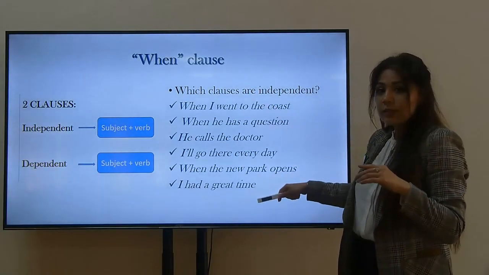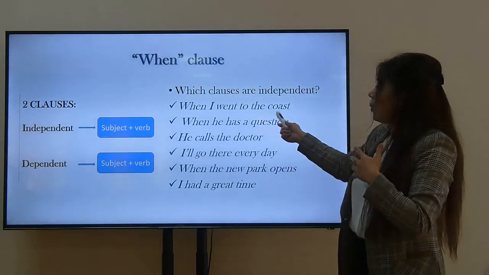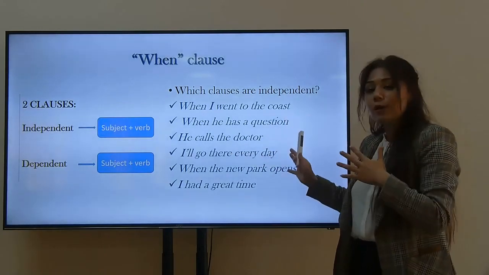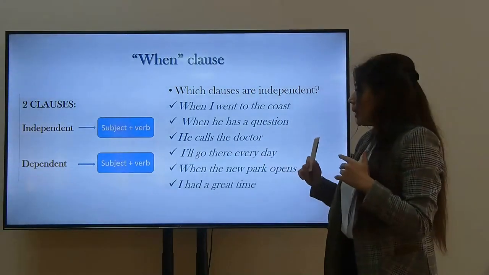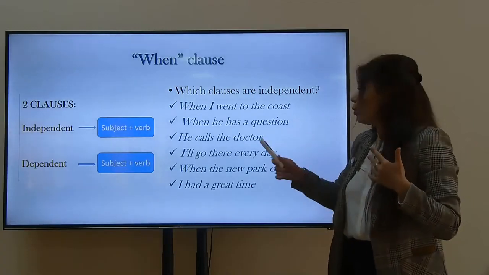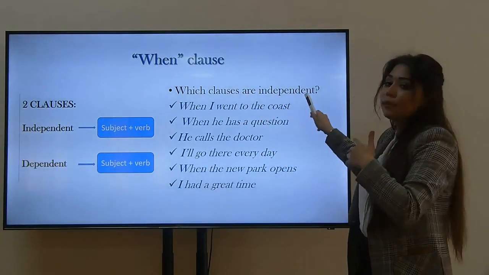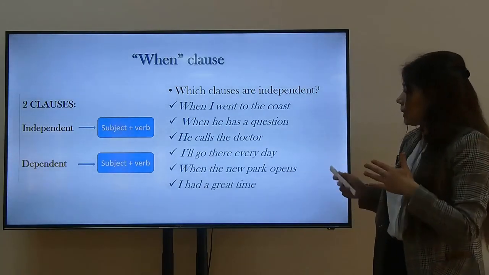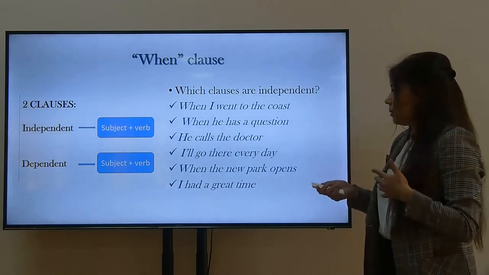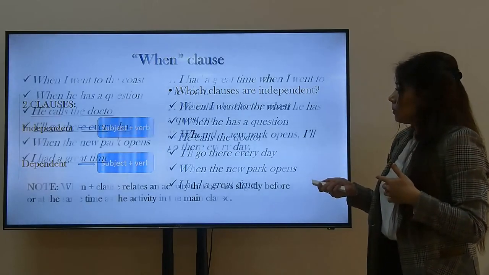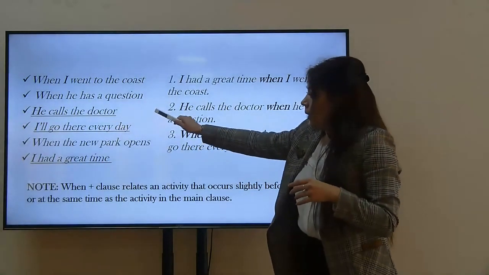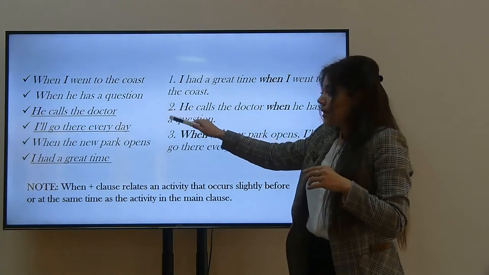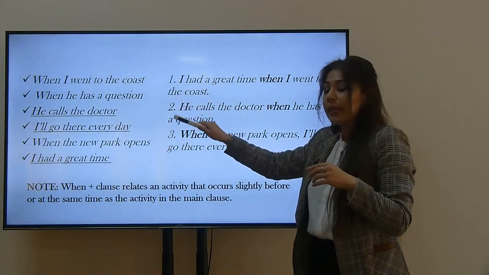Here are given, as you see, some clauses. For example, when I went to the coast, when he has a question, he calls the doctor. These are clauses. Now read them and think a little and find out which clauses are independent. Okay, dear students, underlined clauses are independent clauses. As you see, they can stand alone and make sense.